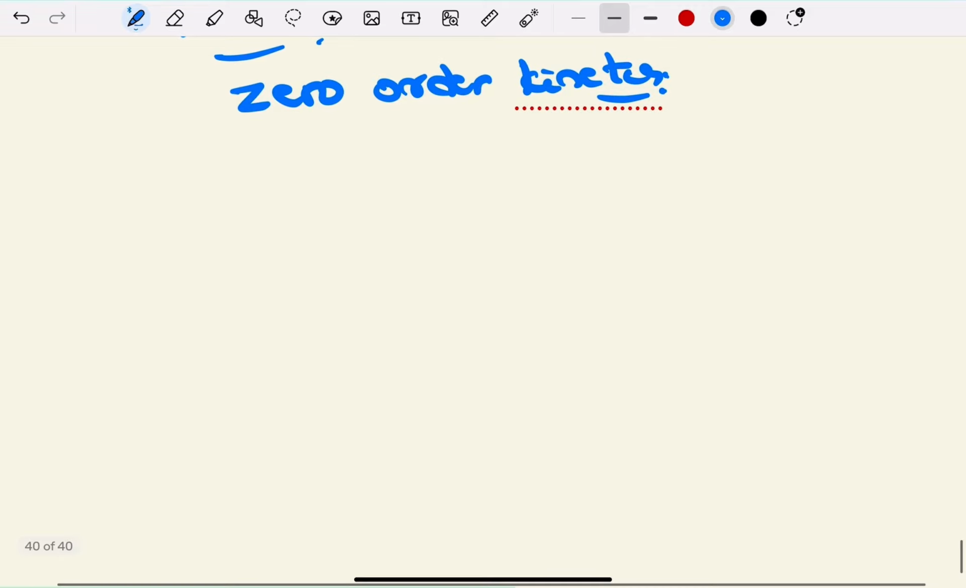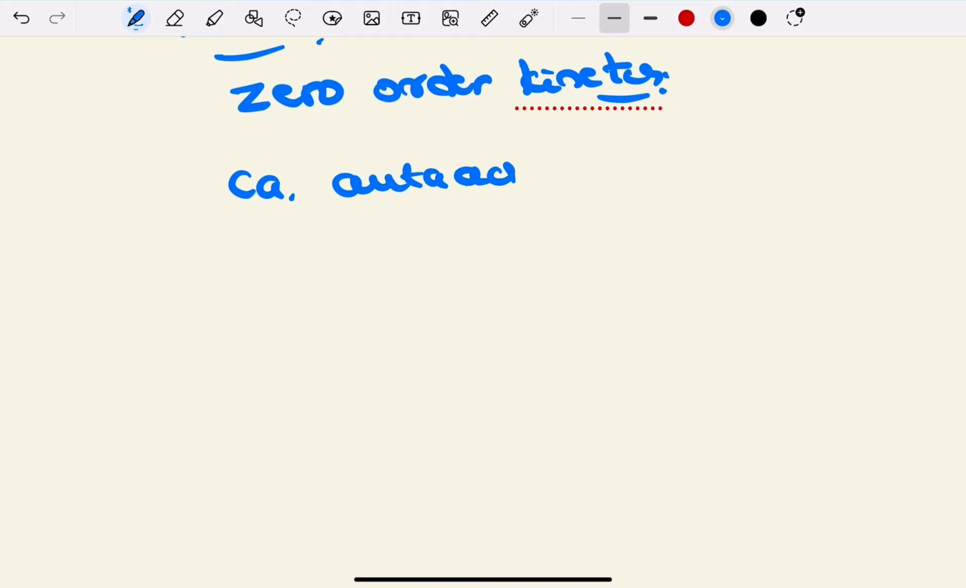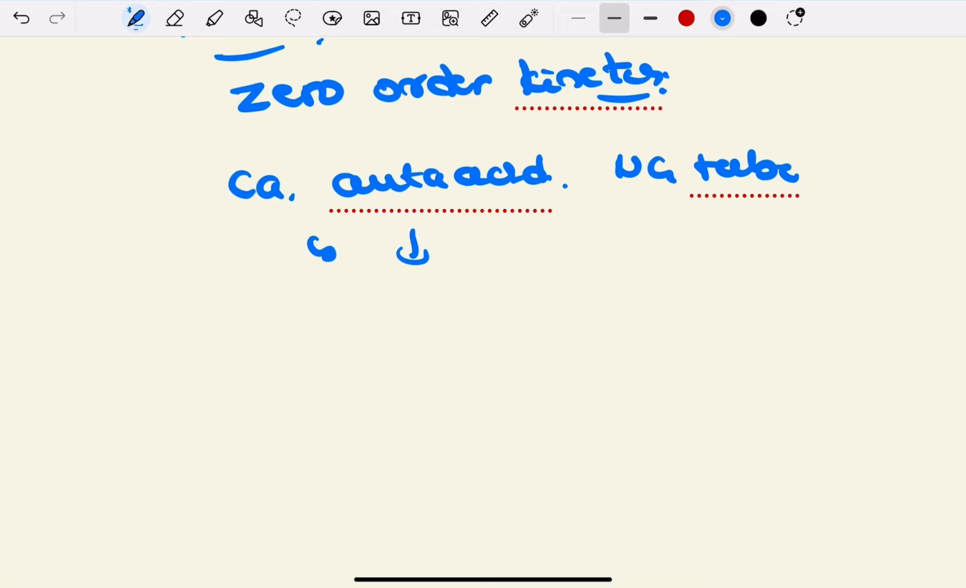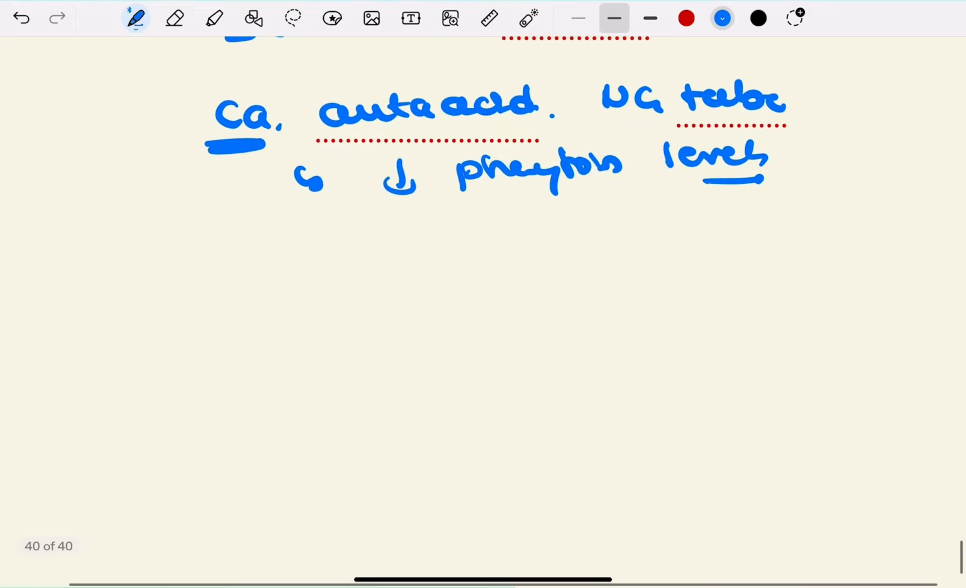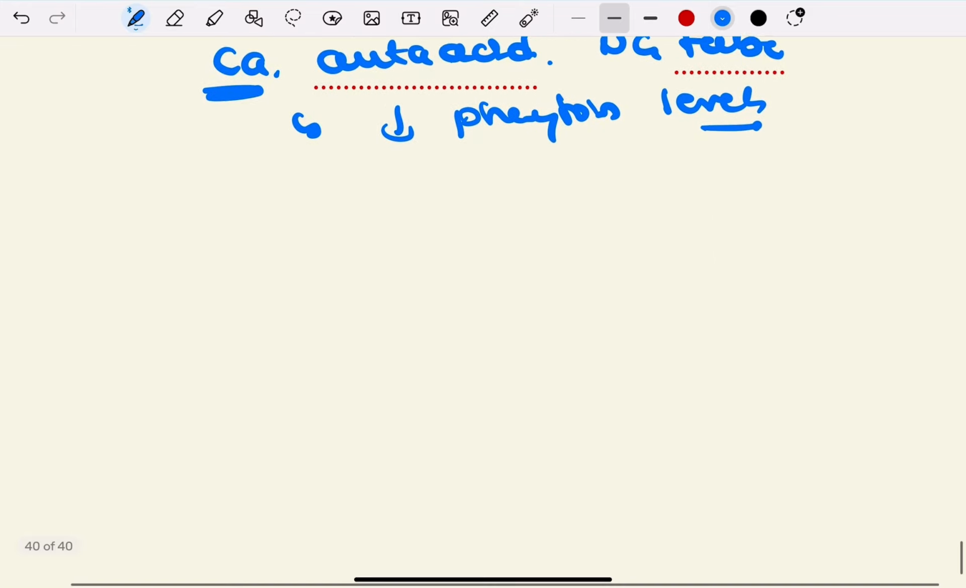Now if you take food which is rich in calcium, or there are antacids and an NG tube, nasogastric tube, they can decrease the phenytoin level in the blood. They decrease the absorption of phenytoin, thereby decreasing the phenytoin blood levels. So calcium containing food, calcium salts, presence of antacids and NG tube decrease the phenytoin absorption, thereby decreasing the phenytoin blood level.